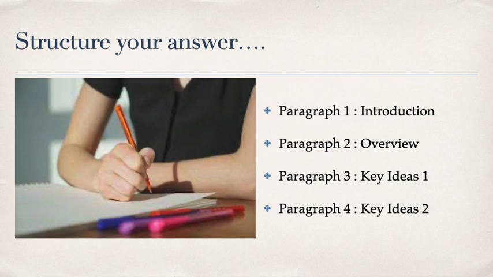So usually the answer to task 1 is about 3 to 4 paragraphs. If you write it in 3 paragraphs, that's fine, because it's just 150 words. The first paragraph is the introduction, basically writing what is there in the question. Giving just an overview is the second paragraph. The third paragraph is a set of key ideas, which I will describe and talk about further when I'm discussing the questions. And paragraph 4 is key ideas part 2.